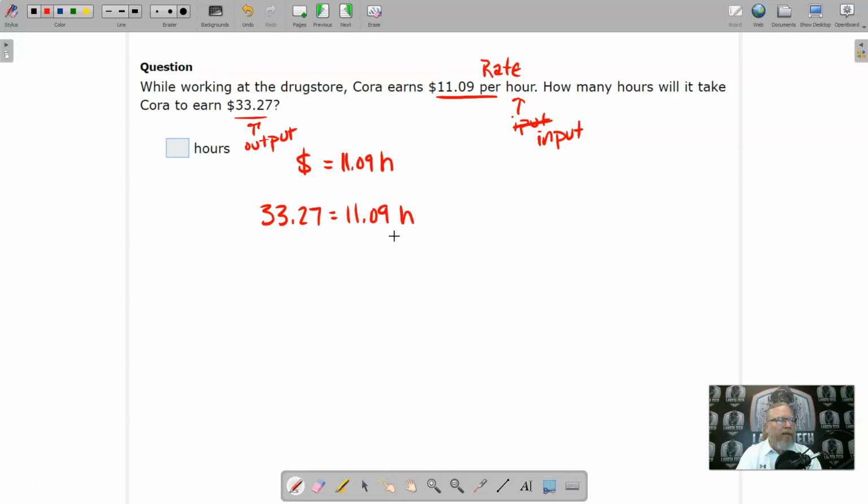11.09H. Now we need to solve for H, so let's divide both sides by 11.09. What we do to one side, we're going to do to the other. And I'm going to use a calculator for that. So 33.27 divided by 11.09, and that's going to be 3. So the 11.09s cancel each other there. We end up with just H, and over here 33.27 divided by 11.09 is 3. So it's going to be 3 hours that she must work in order to earn $33.27.